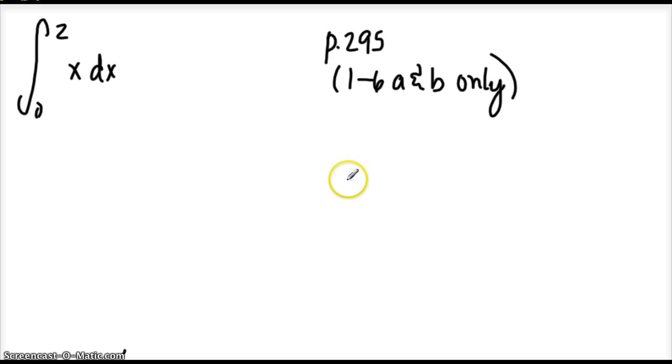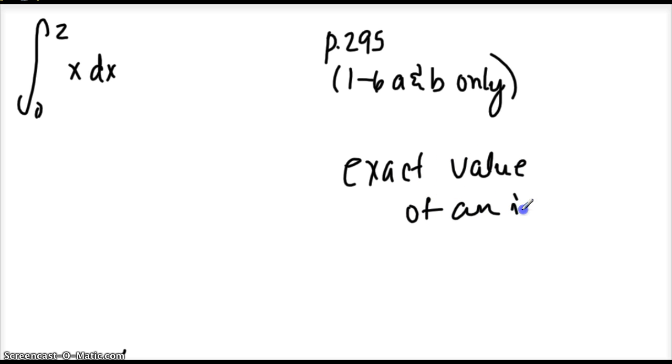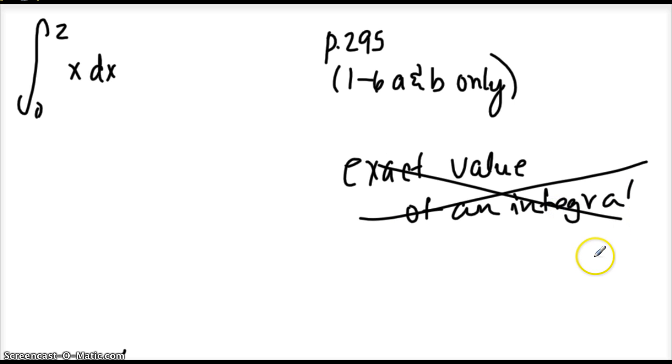You are not going to be able to find the exact value of an integral. So anytime on any problem that I give you that says find the exact value of the integral, you're not going to be able to do that. So just skip that part.